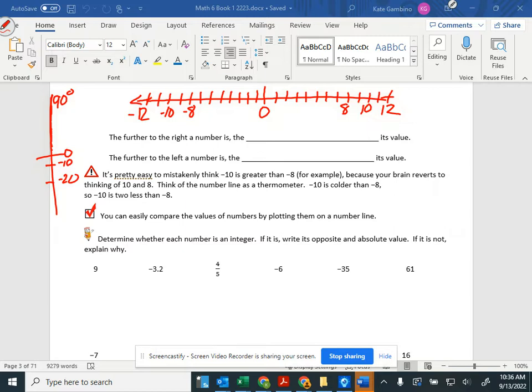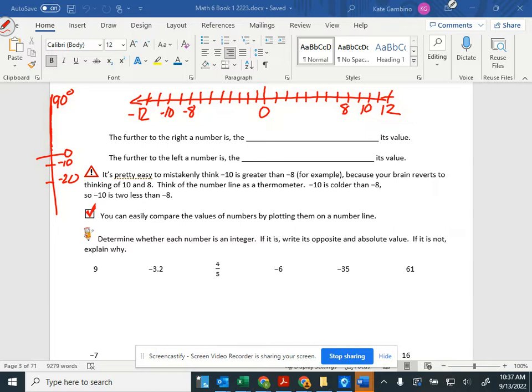So we need to determine whether each number is an integer. If it is, write its opposite and absolute value. If it is not, explain why it's not. So we're going to do a couple together, and then we're going to look at what we're doing on the next page. So, number 9, the 9, is that an integer?